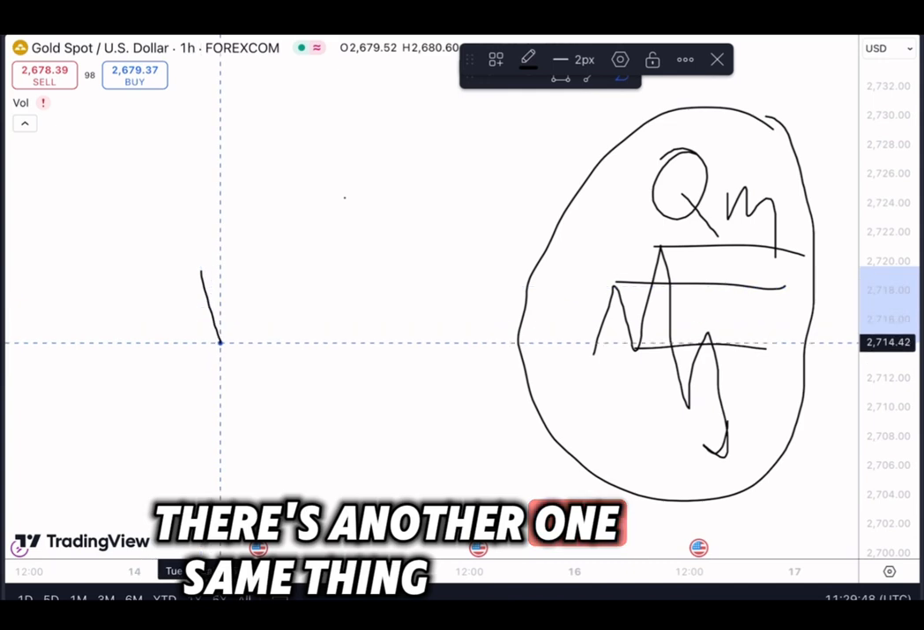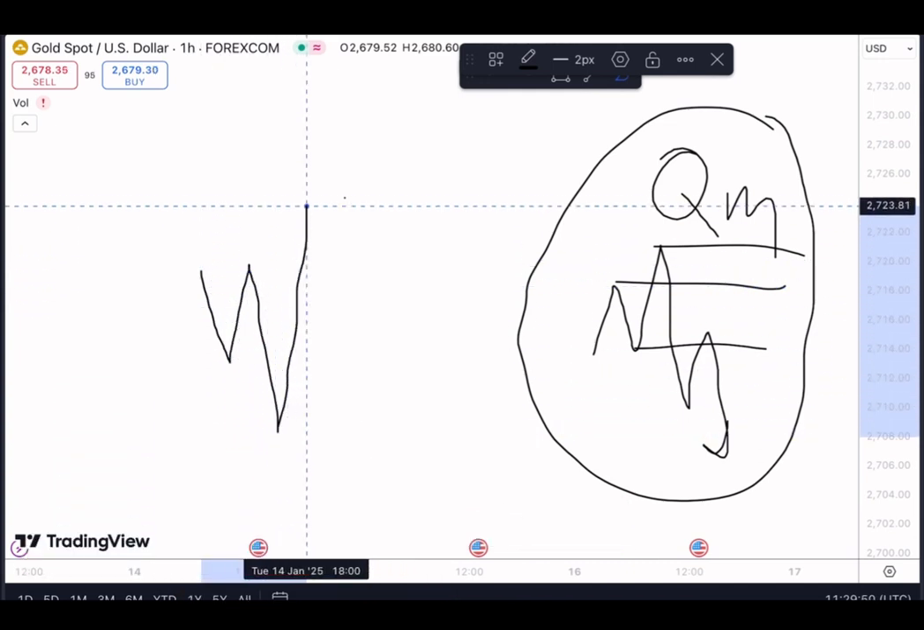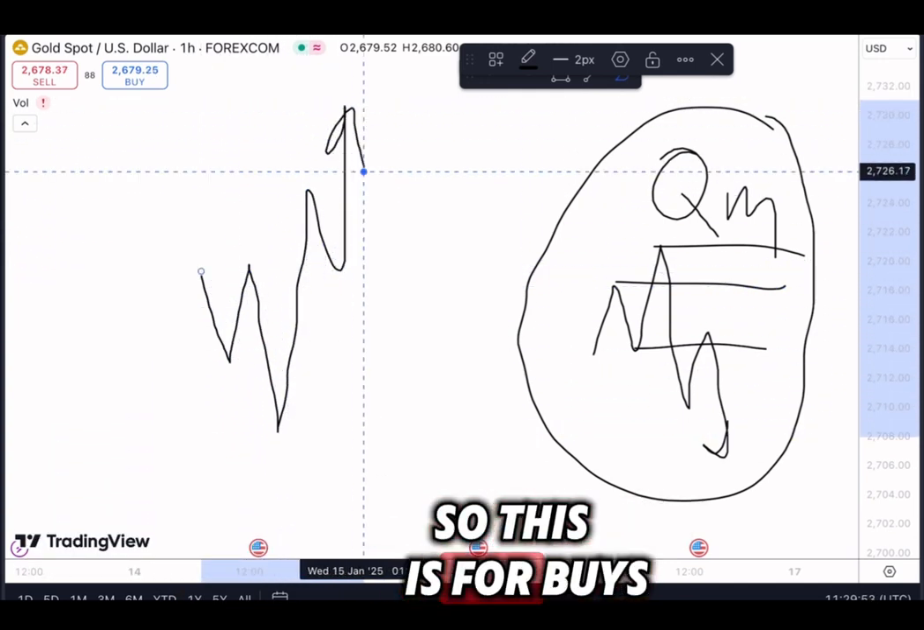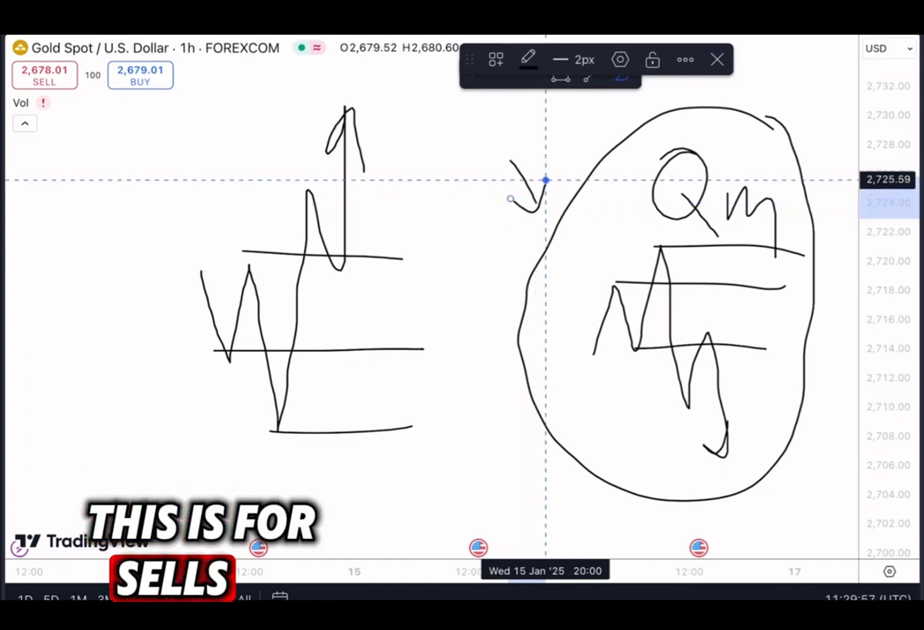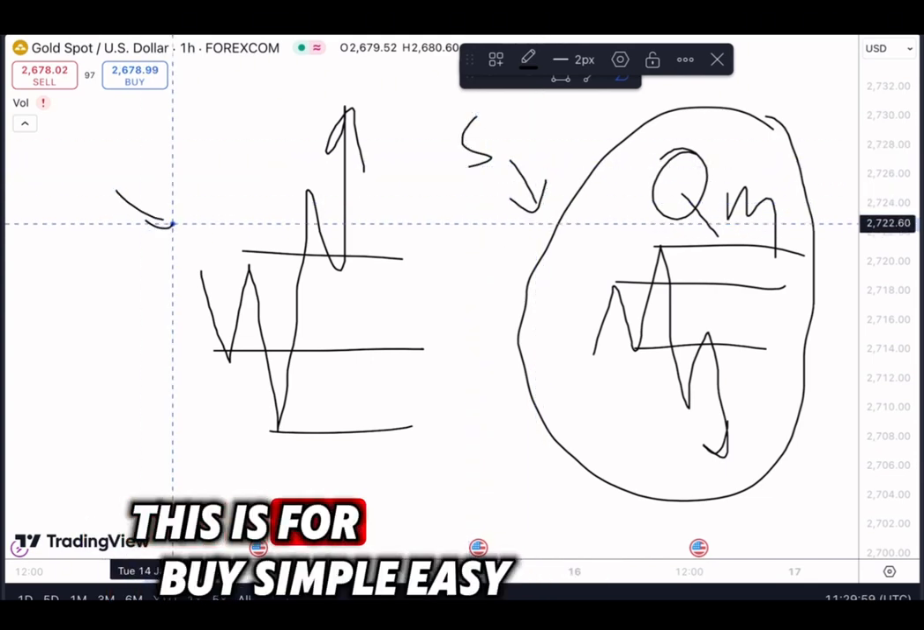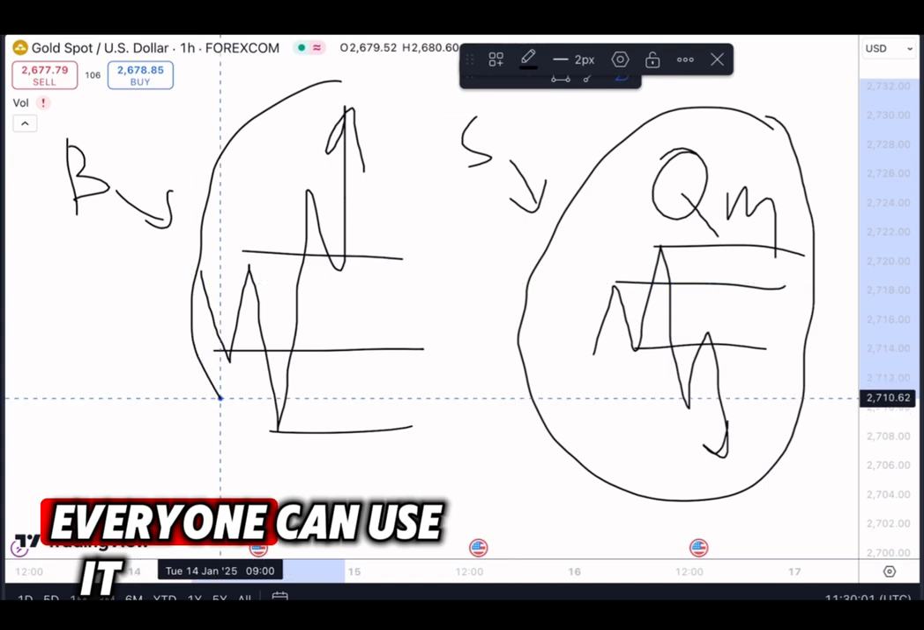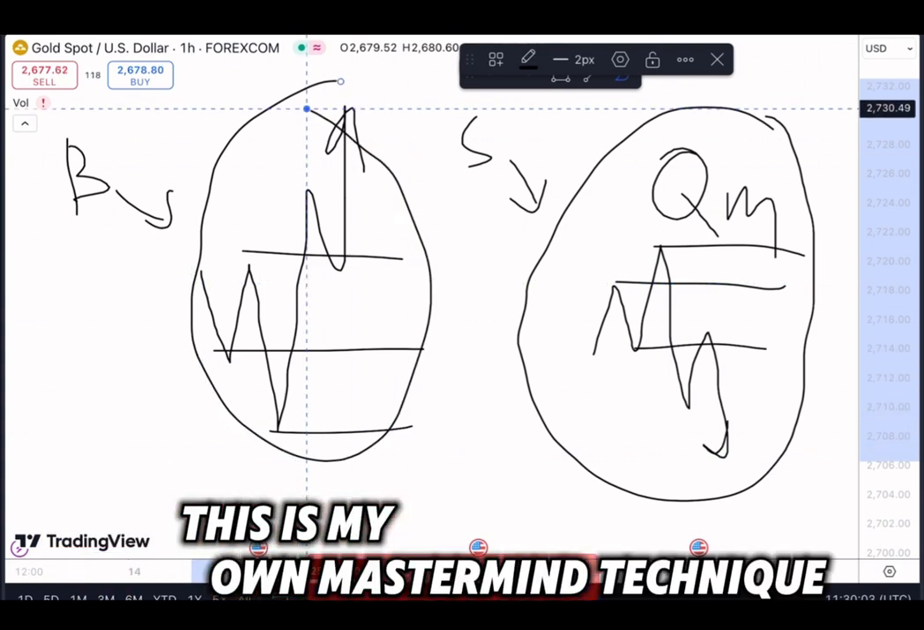There's another one, same thing but it's inverse. So this is for sells, this is for buys. Simple, easy, everyone can use it. This is my own Mastermind technique, guys.